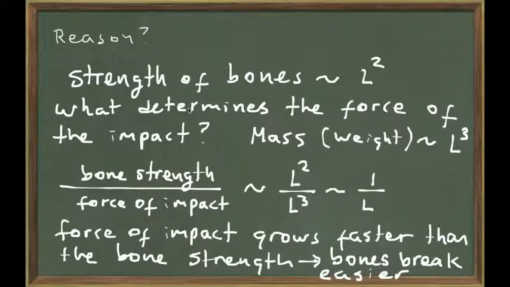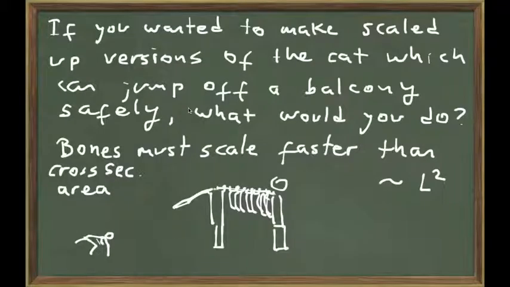All right, so bigger animals are more fragile than small animals, right? So now let's think, if you wanted to make a scaled-up version of a cat which can jump off a balcony safely, what would you do? What would you have to change in the design of the cat? Well, the answer is that the bones cannot just scale the way we said they would scale, like L to the second power, because we said that the weight of the cat would scale like the third power of L, right?